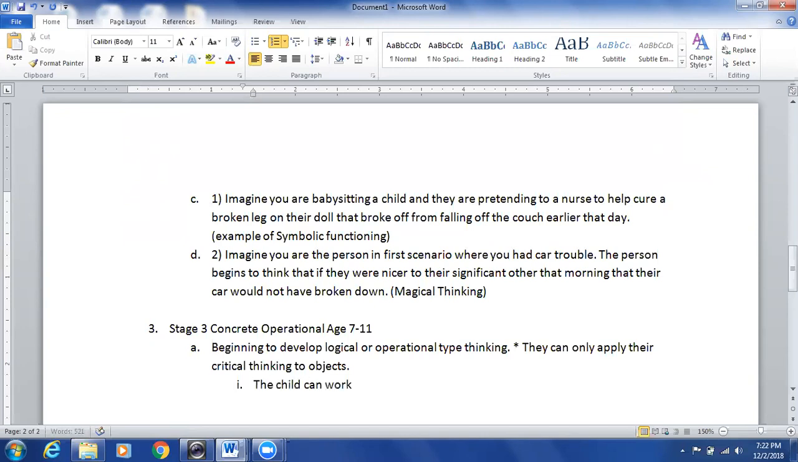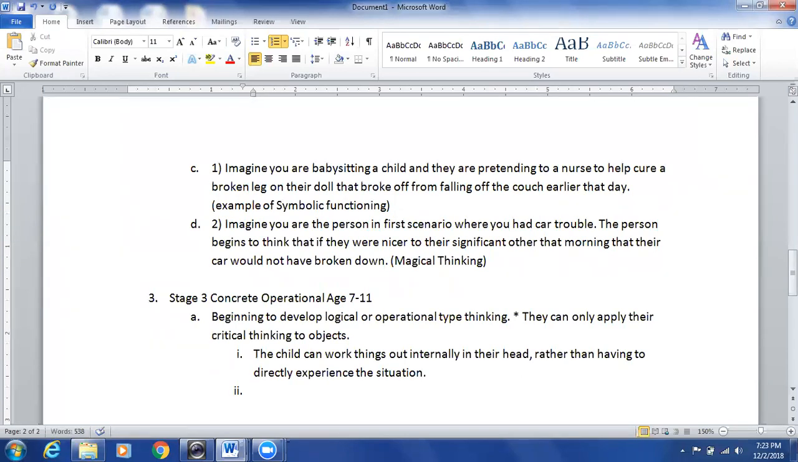The child can work things out internally in their head rather than having to directly experience the situation. Which I guess you could imagine at this age is probably good, because if people had to experience situations directly, we'd have a lot more people getting hurt. Walking in front of cars is not a good idea.